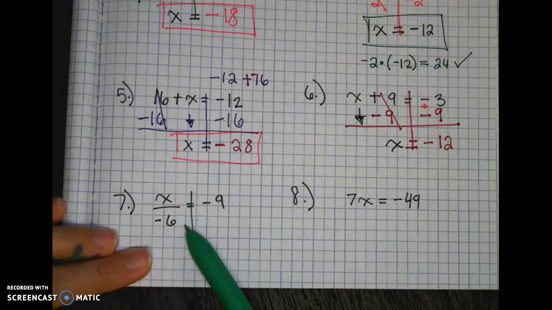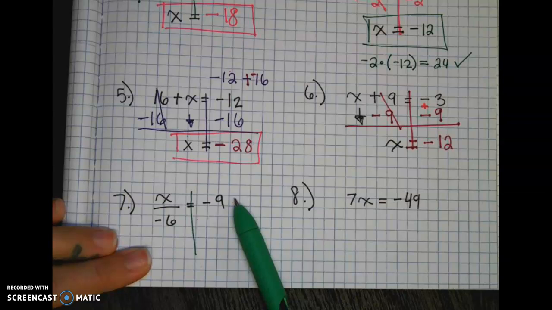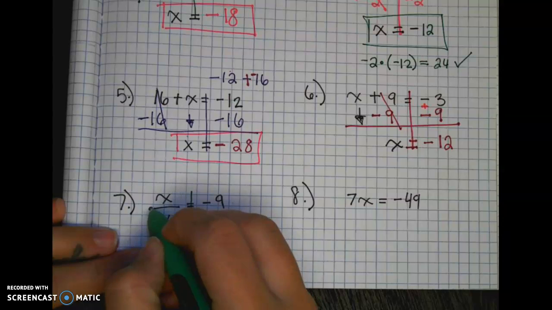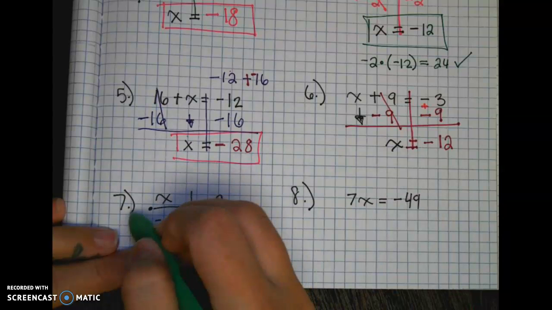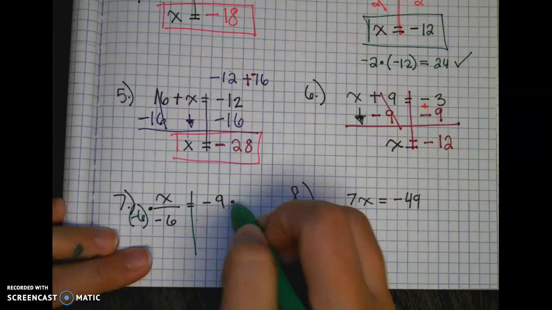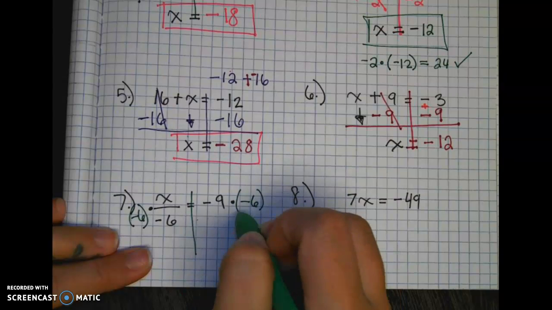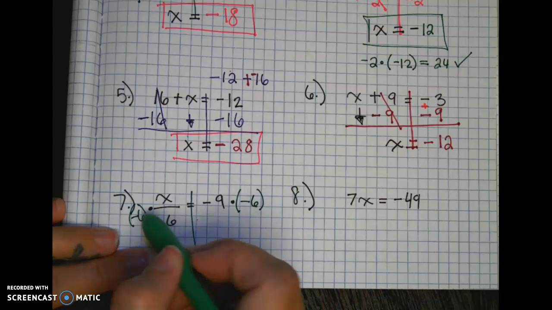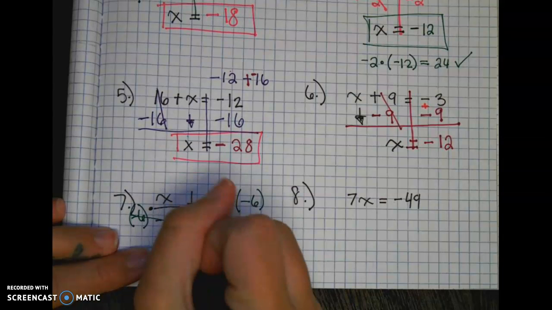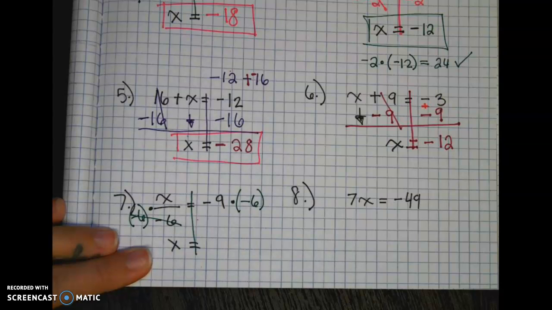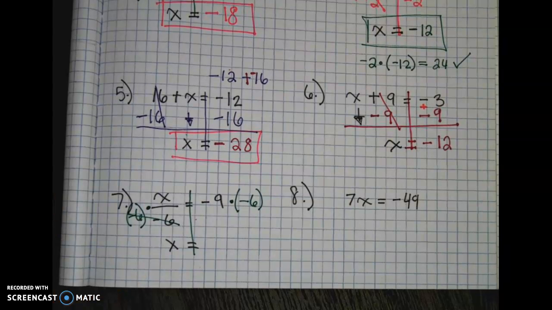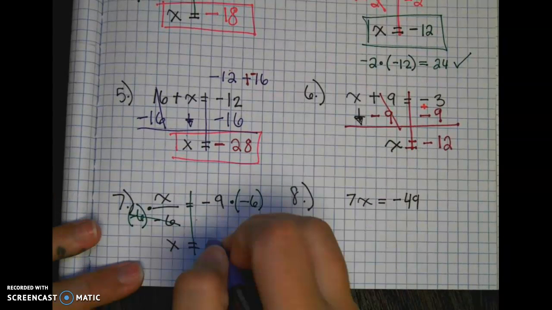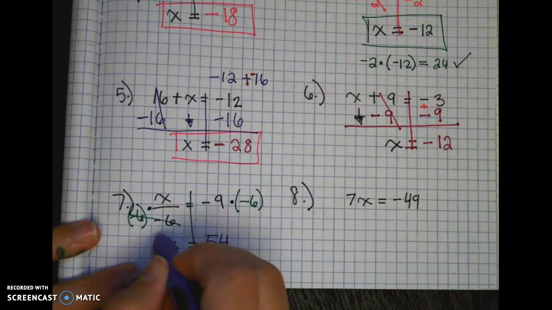So I know I'm dealing with division here. This is x divided by -6 equals -9. So what's the opposite? Multiplication, you're right. So I'm going to multiply, remember to carry the negative, both sides by -6. These cancel. I'm left with x equals, what's a negative times a negative? Positive. So what's 6 times 9? 54. You're right. So I have a positive 54.